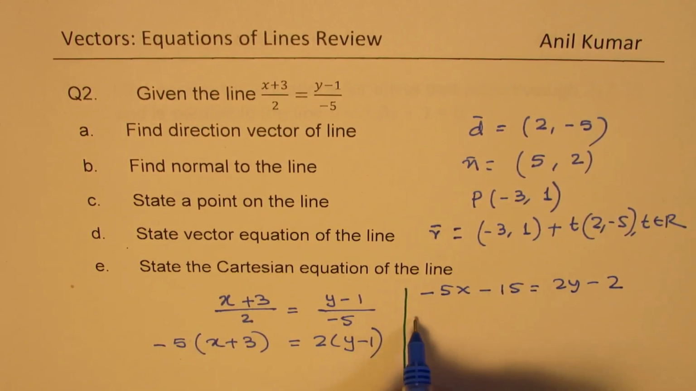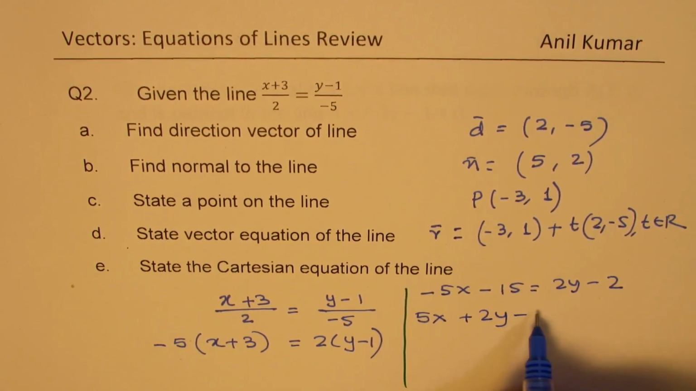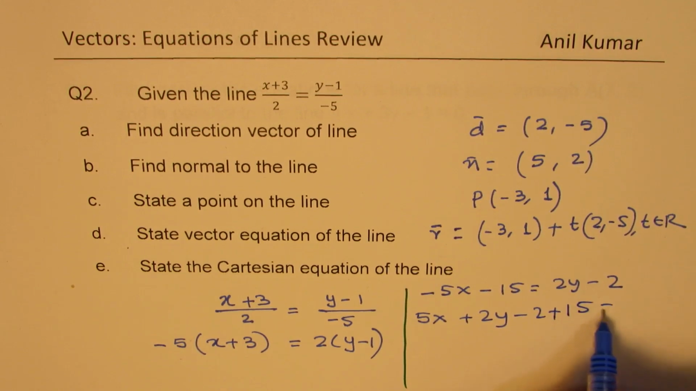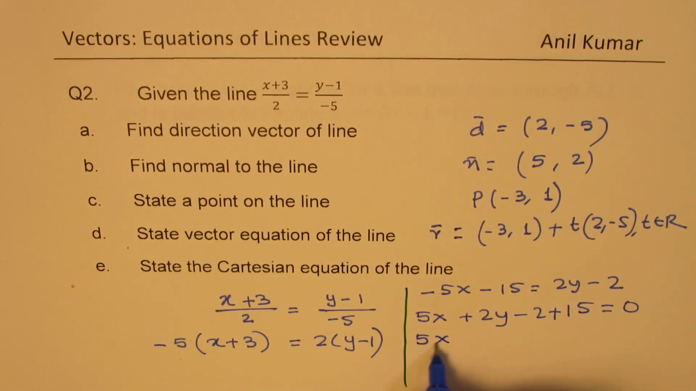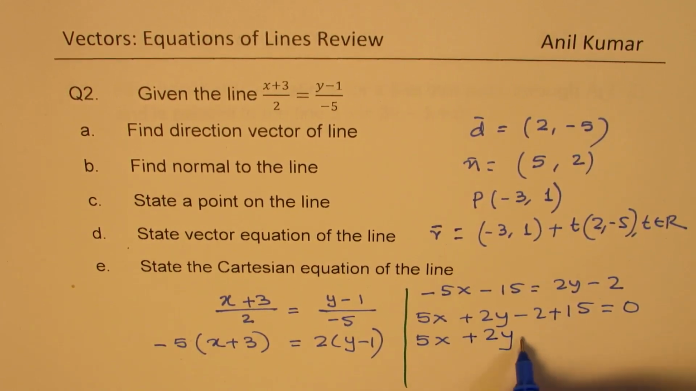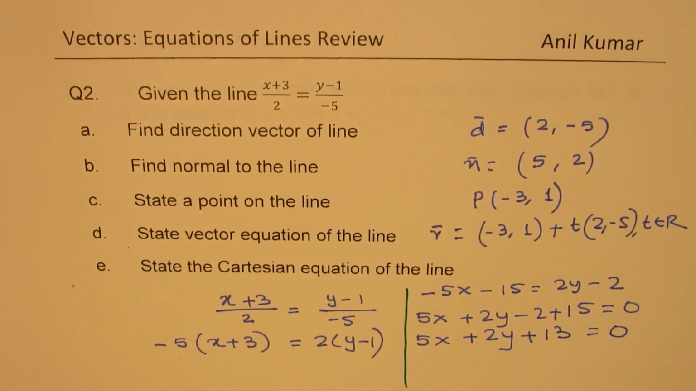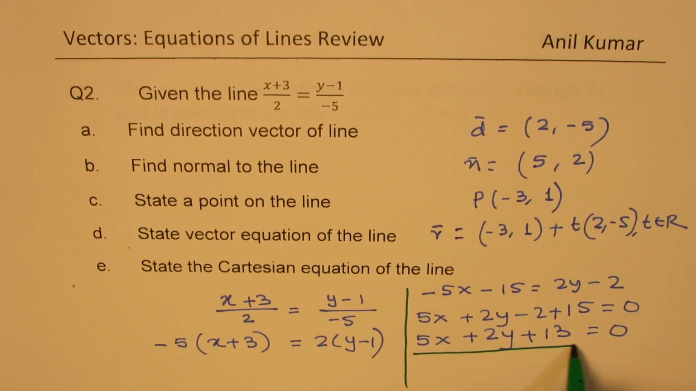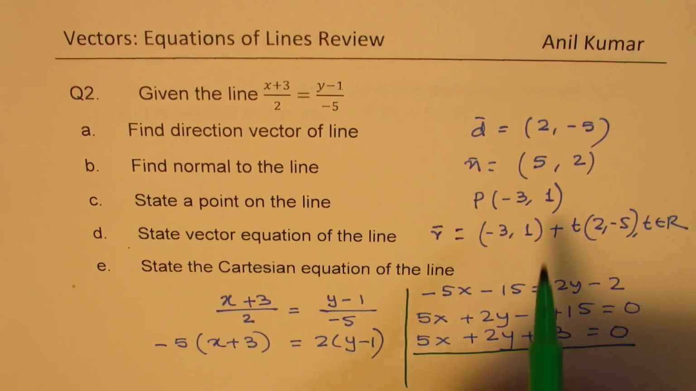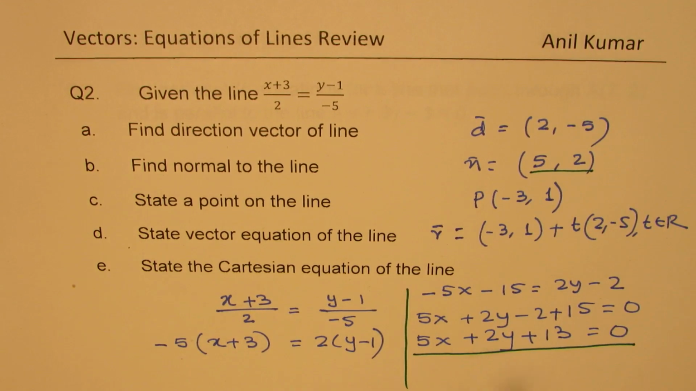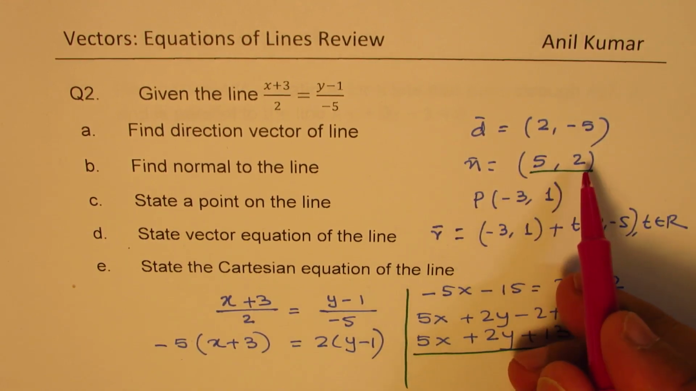Bringing it to the right side gives us 5x plus 2y minus 2 plus 15 equals 0, or 5x plus 2y plus 13 equals 0. So this becomes the Cartesian equation of the line, right? So (5, 2) is your normal. Do you see that? (5, 2) is your normal. So I hope that helps. You could have done it directly also, because we did find the normal (5, 2).